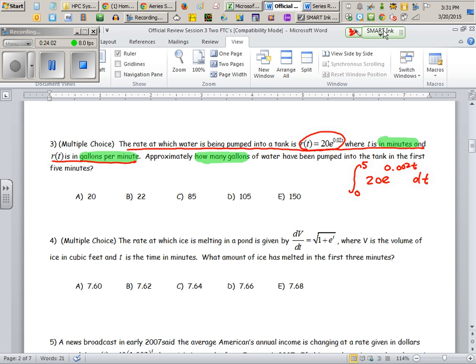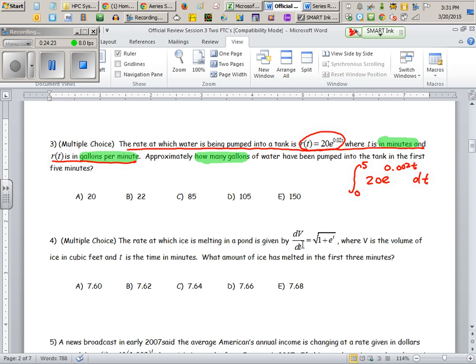So it's not how many gallons are in the tank. It's how many gallons were pumped in. So we assume that at time 0, no gallons have been pumped in. So just go ahead and integrate that. You should get your answer. Which one's the best answer? D. Okay, thank you. All right, let's go to the next one.